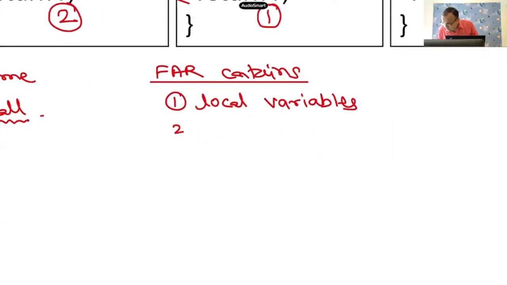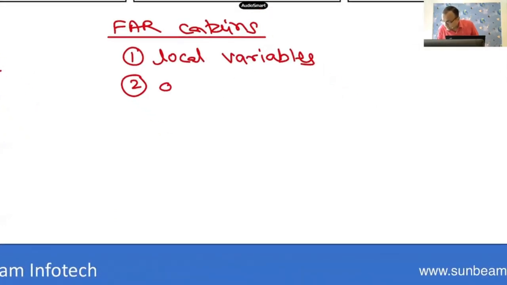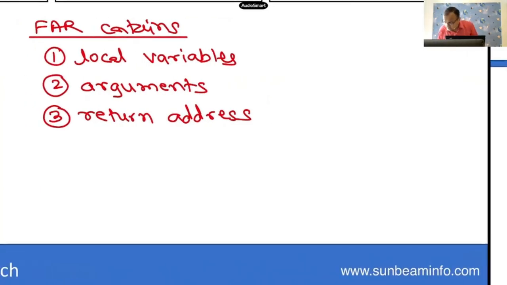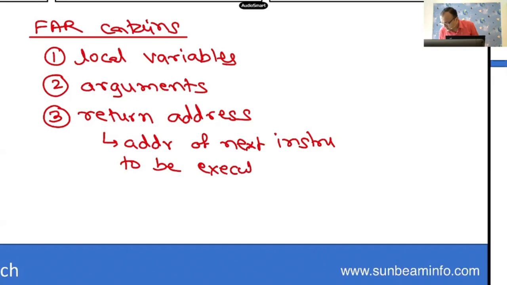The second one: arguments. You can call them arguments or parameters, whatever. I am saying formal arguments, the function's arguments, that is the second. And the third thing is the return address, not return type, it is return address. What does return address mean? Return address simply means the address of the next instruction to be executed when the function returns.